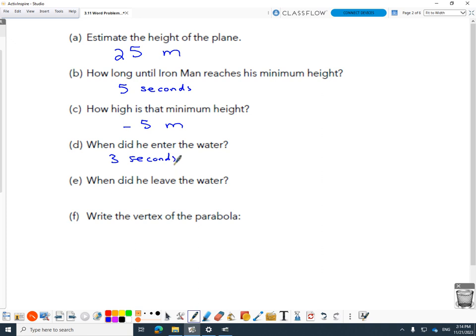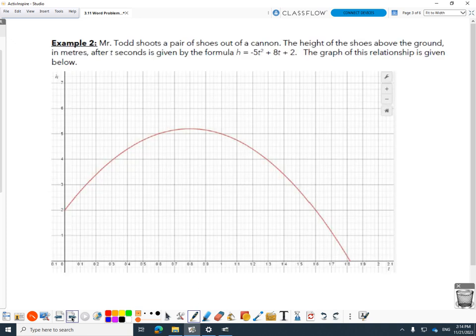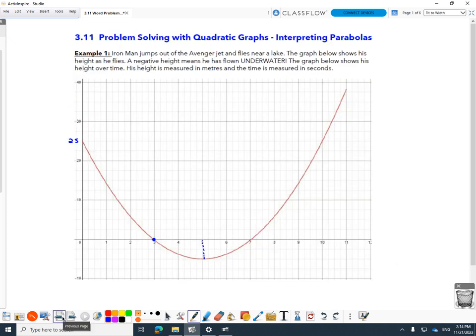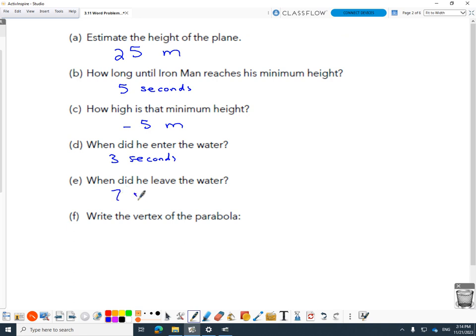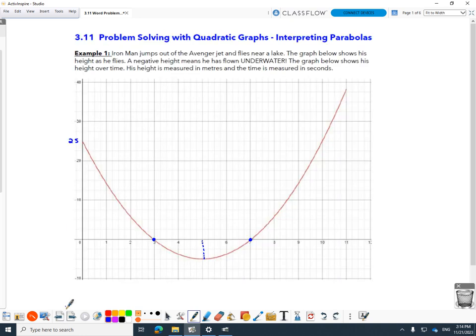When did he leave the water? Oop, I went the wrong way. There it is, 7 seconds. That's when he came back out of the water. And then it says, write the vertex of the parabola. I've got the information right there if I wanted it, but what are the coordinates of this point right here? 5 over, and then 5 down, -5. So that's the vertex of the parabola.